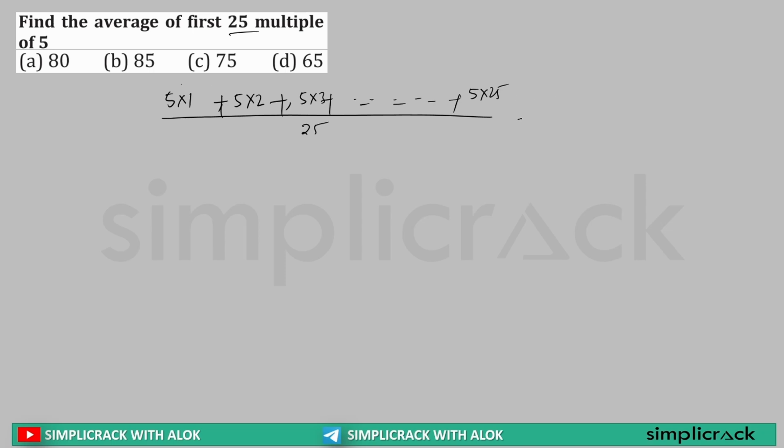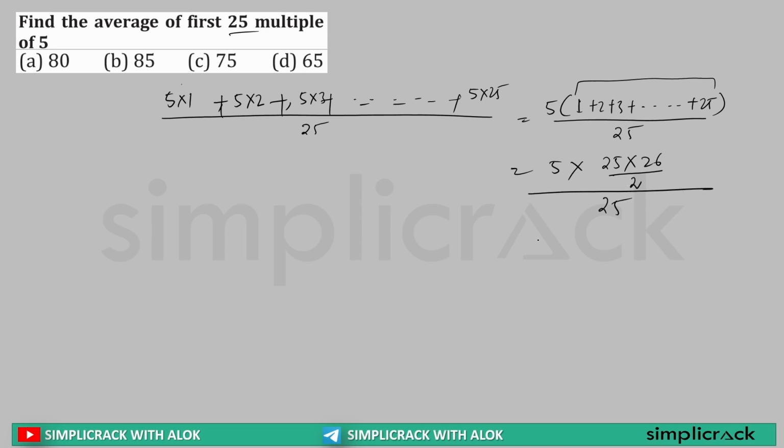Now, in each case as 5 is there, so I will take 5 common. So it will be 1 plus 2 plus 3 plus up to 25 divided by 25. Yes or no? Yes, sir. Now, the sum of numbers 1 to 25 can be written as 5 into 25 into 25 plus 1, that is 26 divided by 2, divided by 25. Yes or no? Yes, sir. Now, this can be written as 5 into 25 into 26 divided by 2 into 25. Now, sir, 25 cross out. Sir, 2 13s are 26. So the number is 5 into 13, that is 65. See, this is the simplest possible way you can calculate.